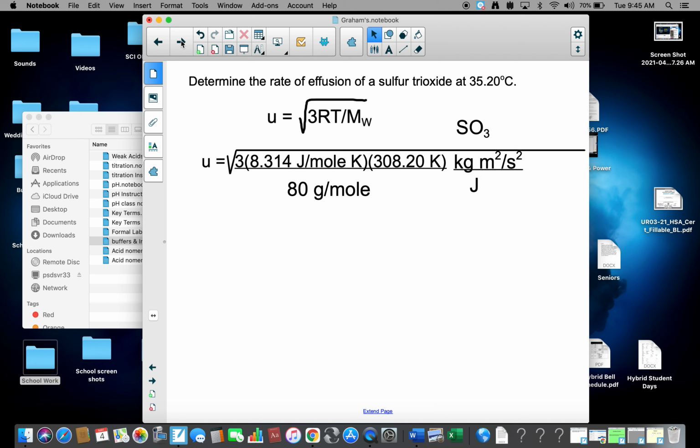So I need to add a couple values. A kilogram meter squared per second squared is a joule, and a kilogram is 1,000 grams, so that my joules cross out, my moles cross out, my kelvins cross out, my grams cross out, and we end up with meters squared per second squared, the square root of that. So we take 3 times 8.314 times 308.20 times 1,000, divide by 80 and take the square root. We get an answer of 309.98 meters a second.